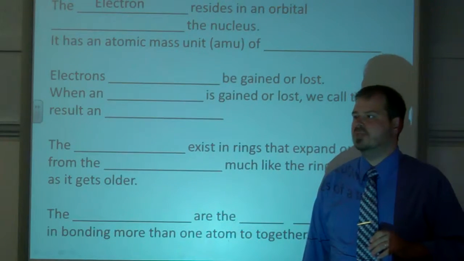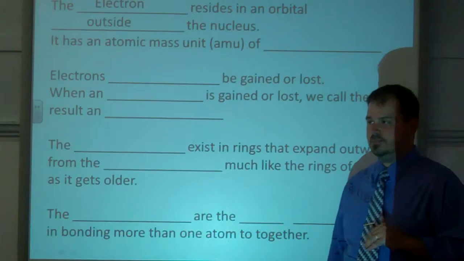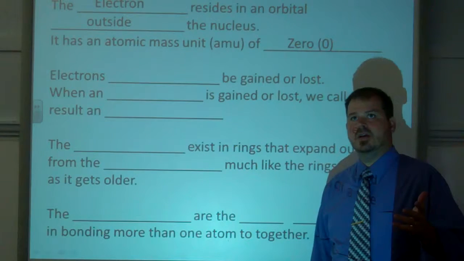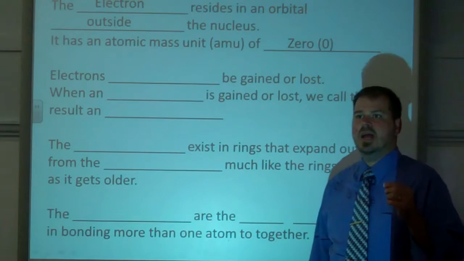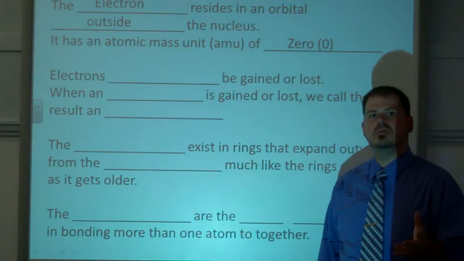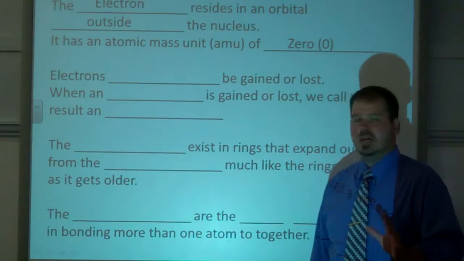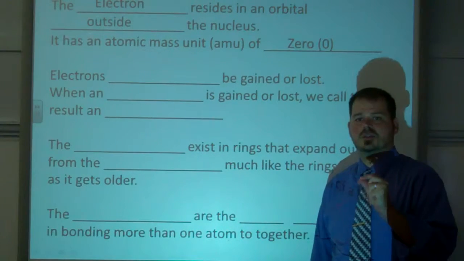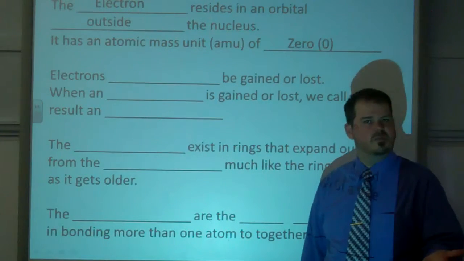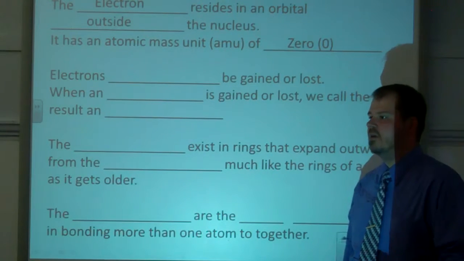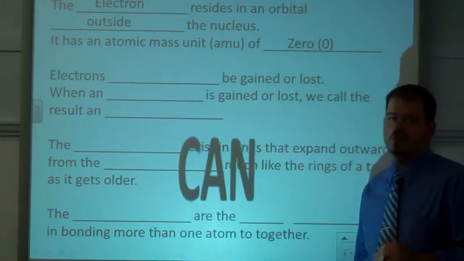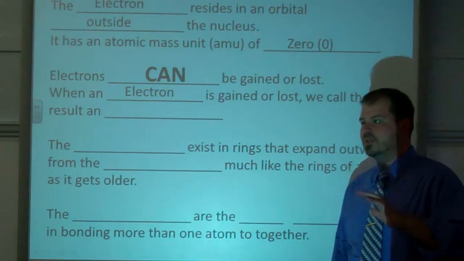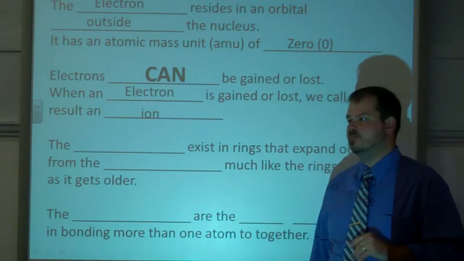The electrons reside in the orbital outside of the nucleus. They have 0 mass. I would think of what little mass they do have as a fly compared to the Empire State Building. Very inconsequential. If the protons and the neutrons are the Empire State Building, the electron is so little it's like a fly and its mass is virtually 0. So for our purposes, we're going to call it 0. Electrons can be gained or lost. When we start playing games with electrons, gaining and losing them, we result in an ion.